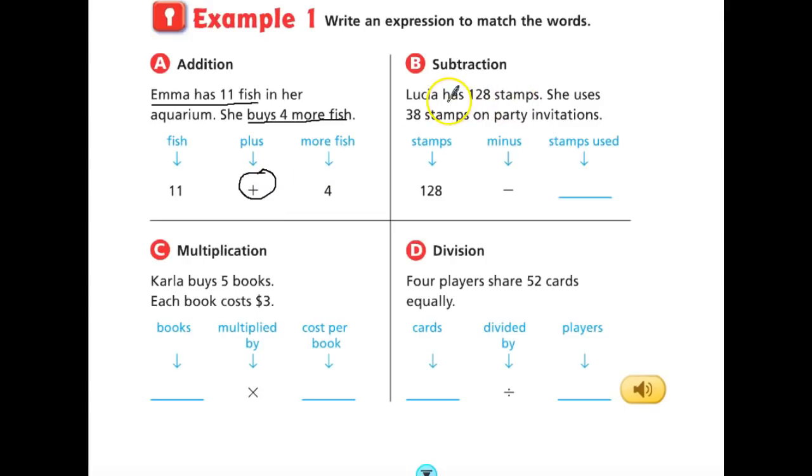Sometimes we're also going to use subtraction. Lucia has 128 stamps, but she uses, keyword uses, that means she takes away from her original amount, 38 stamps on party invitations. So she's starting off with 128 stamps, but she's taking away how many?